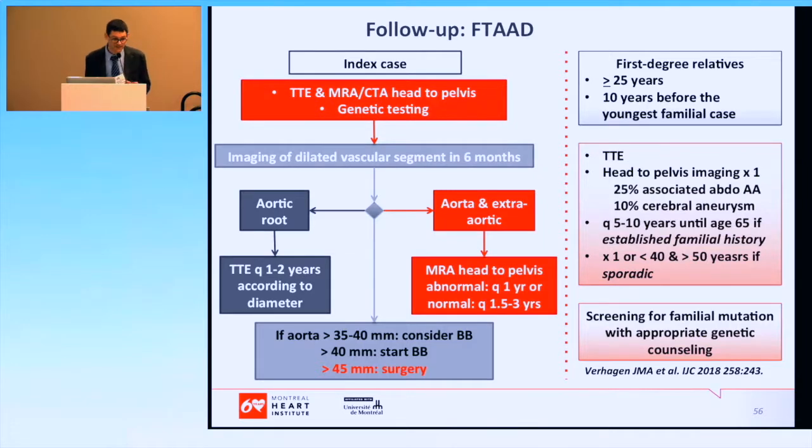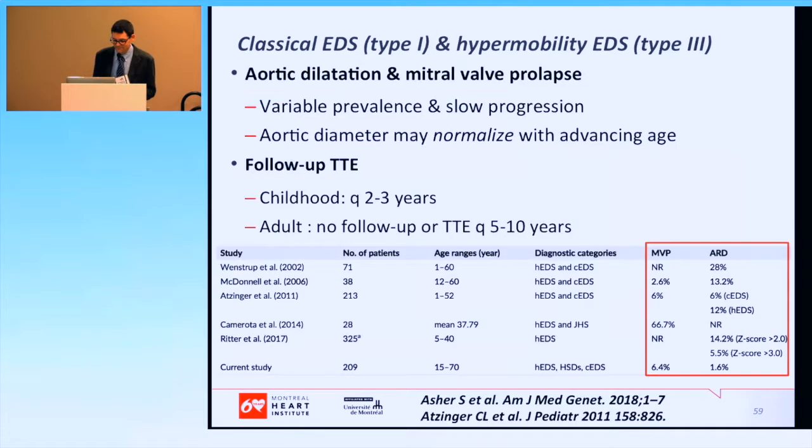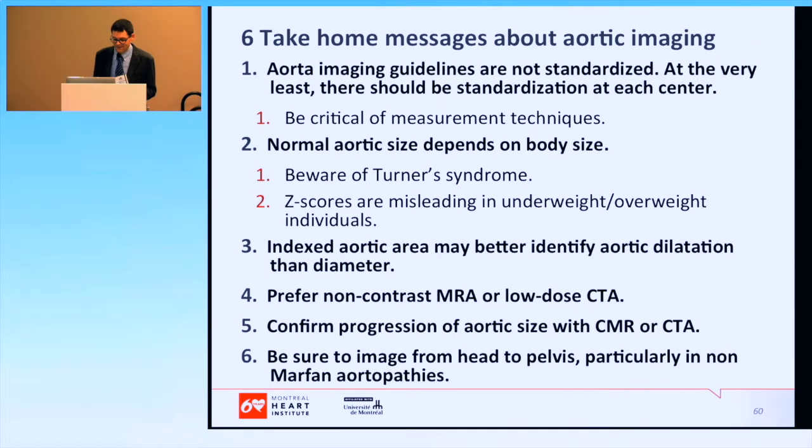And this is the imaging tree for patients with familial thoracic aortic aneurysm and dissections, which is fairly similar to what we do for Loeys-Dietz syndrome, and also for Ehlers-Danlos. So all these will be in the handouts for future reference. And in the interest of time, I will just summarize with a few key points.